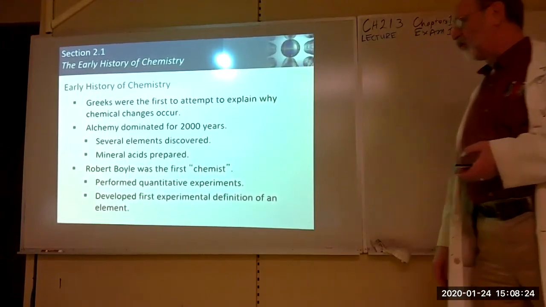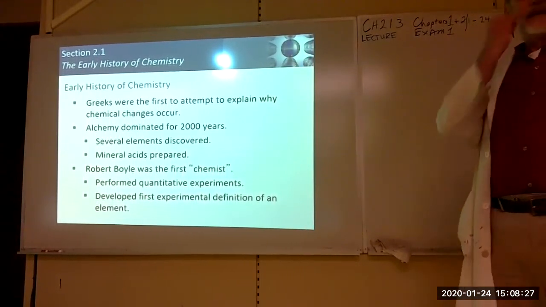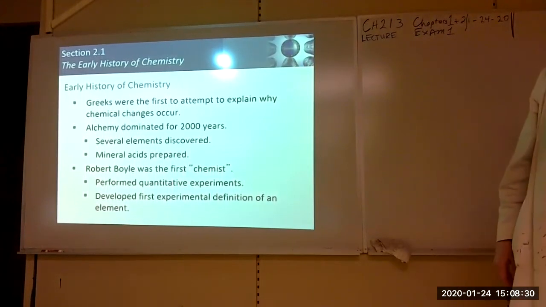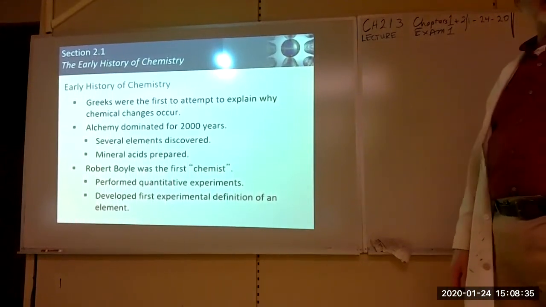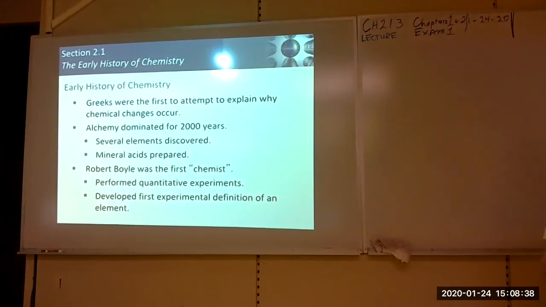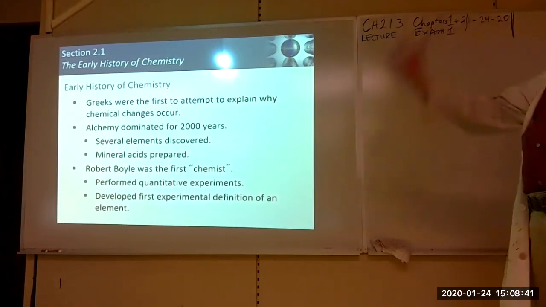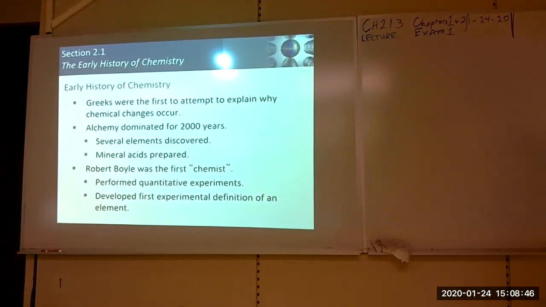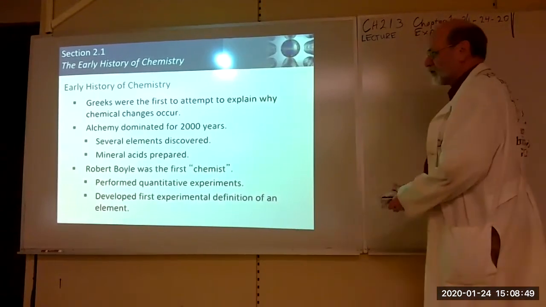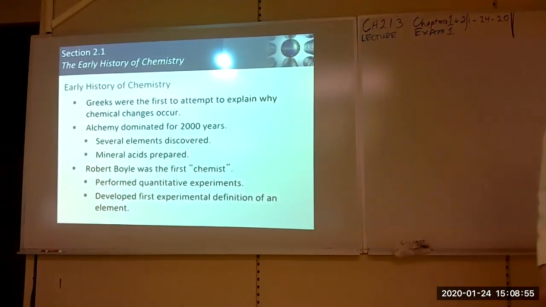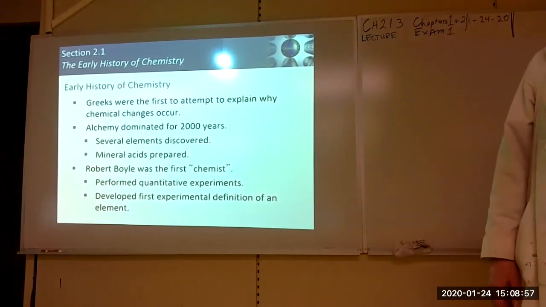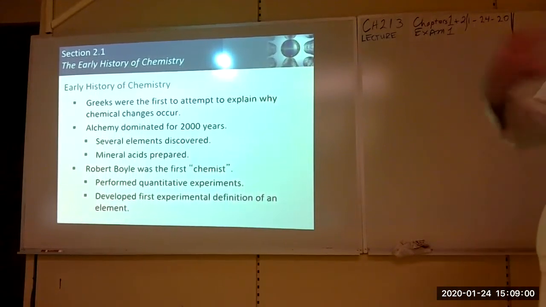Then alchemy kind of took hold for quite a while. And it was more of a guild system. You know, you train somebody with your knowledge, you can't tell anybody else. So there was no incentive to share. The first chemist was Robert Boyle. He's considered the first chemist because he performed quantitative experiments. He made actual numerical measurements during his experiments and related various variables by numbers.